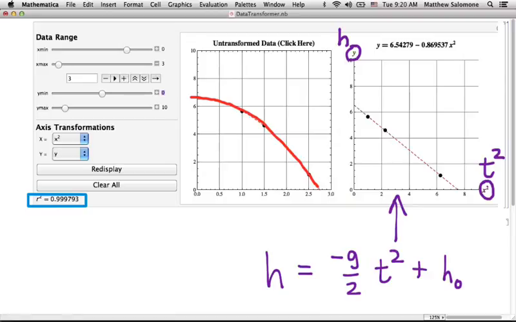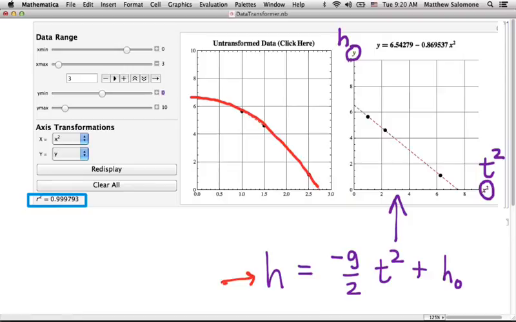So the upshot of this is that as soon as we know how to fit a line to a set of data, we're also going to be able to use that same technique to fit curves to data, as soon as we have a model equation, like the equation we have down here.